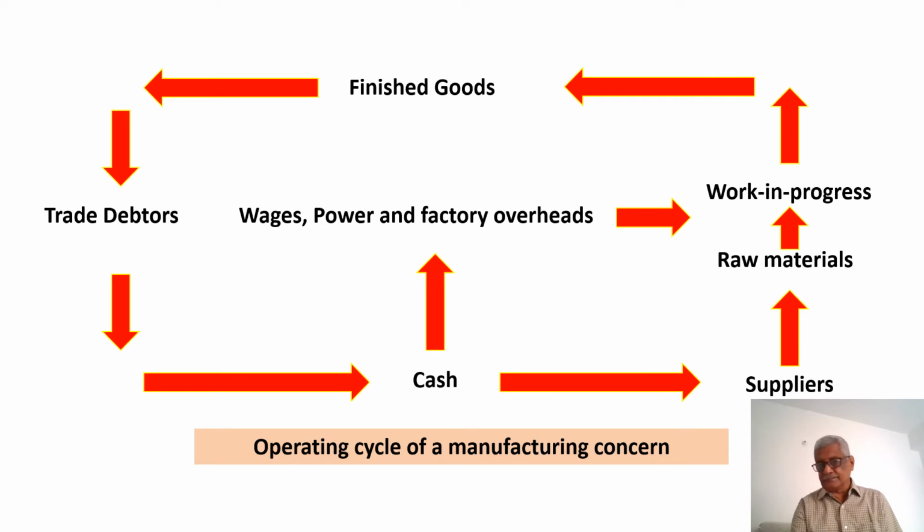On further processing, it becomes finished goods. Now he sells it on credit. When he sells it on credit, it becomes a trade debtor. When the trade debtor makes payment, it becomes cash. Suppose he sells the finished goods against cash. Naturally, the finished goods turn into cash. So there are two things here. One, a cash sale: finished goods, then cash. A credit sale: finished goods, trade debtor, and then cash. This is how the operating cycle varies depending upon the nature of the activity and the business.